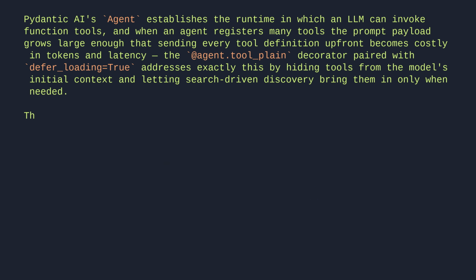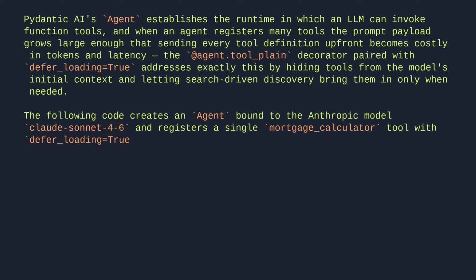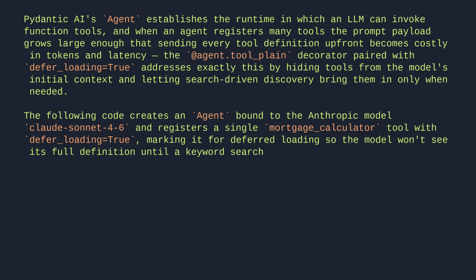The following code creates an agent bound to the Anthropic model, Claude Sonnet 4.6, and registers a single mortgage calculator tool with defer_loading=True, marking it for deferred loading so the model won't see its full definition until a keyword search surfaces it.